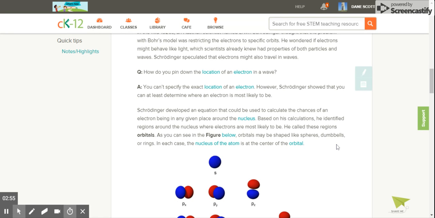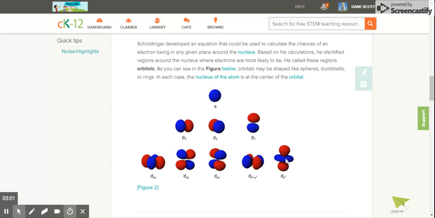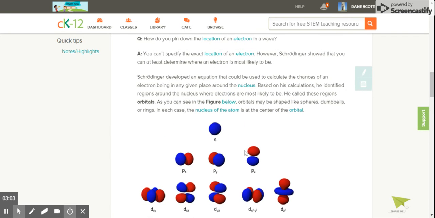As you can see in the figure below, orbitals may be shaped like spheres, dumbbells, or rings. In each case, the nucleus of the atom is at the center of the orbital. So the nucleus would be right in the center of this blue sphere. The nucleus would be right in the center of this dumbbell.